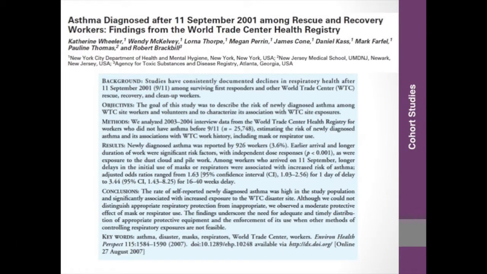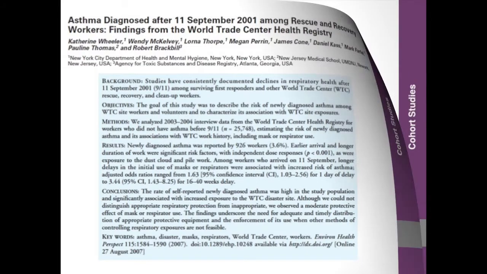For example, after September 11, some authors conducted a descriptive cohort study with workers from the World Trade Center and assessed how many of them developed asthma in the years after. Within the cohort, the authors also classified individuals according to the use or the no use of protective measures for the dust cloud and assessed the association between the use of these protectors and the development of asthma.